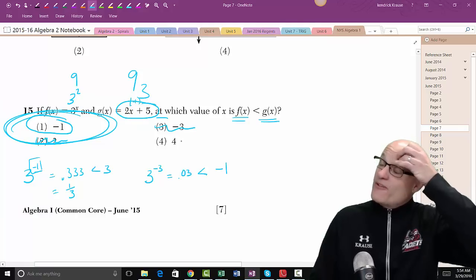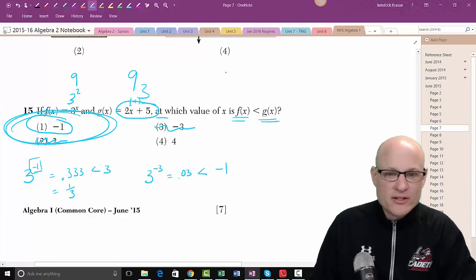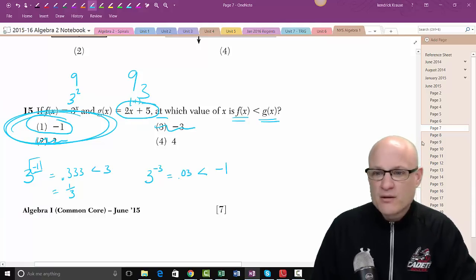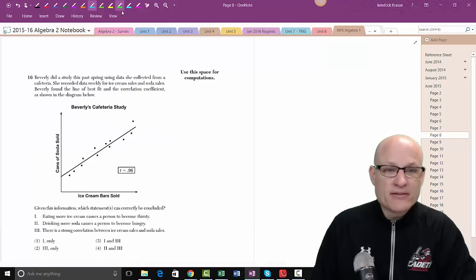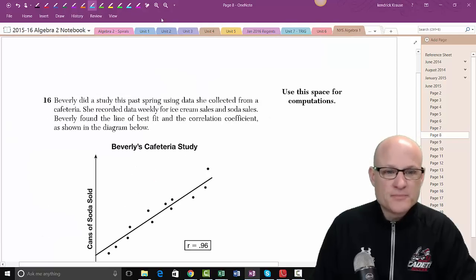It really goes to the fact that negative exponents have a lot to do with being fractions, not being negative. But whatever. That was a pretty simple one. All right.